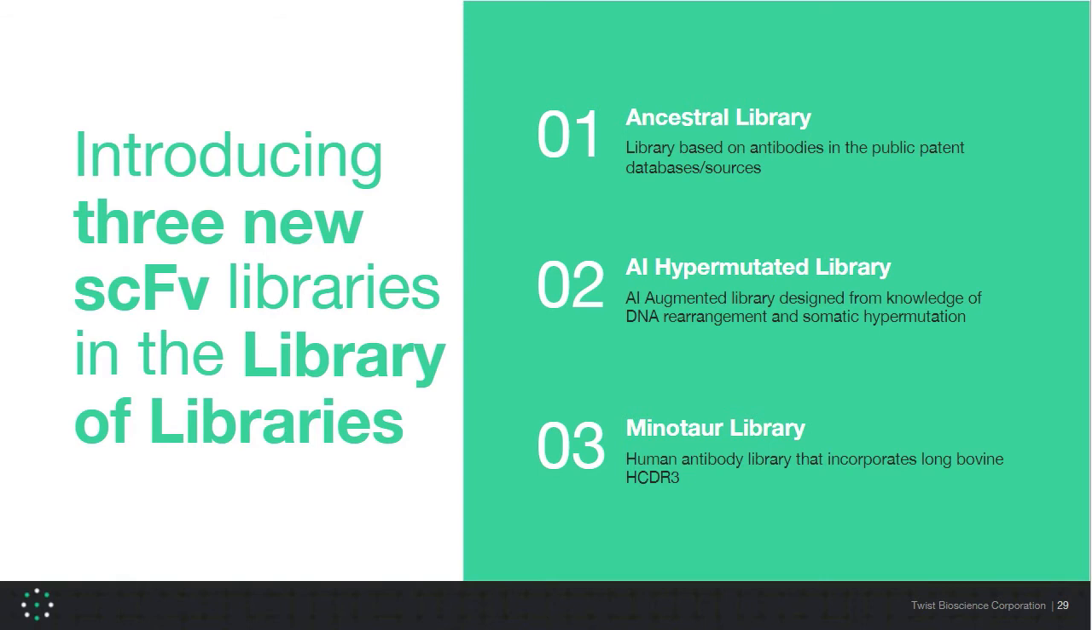It's a library based on antibodies in the public patent database. And as you'll see later, it's a really robust library where we basically shuffle CDRs derived from patented antibodies in different contexts, again, to give us antibodies that have unique specificities to different targets. The second library is our AI Hypermutated library.